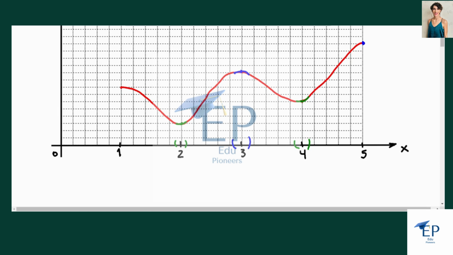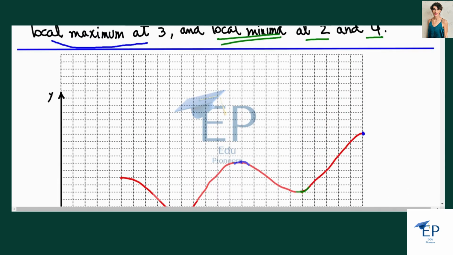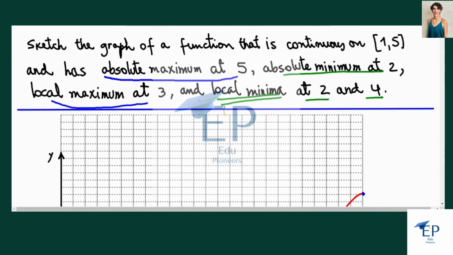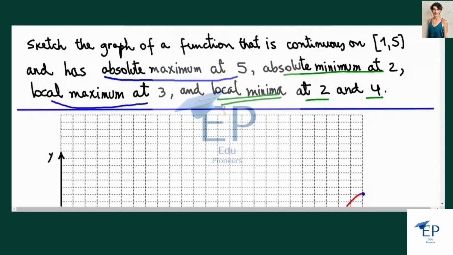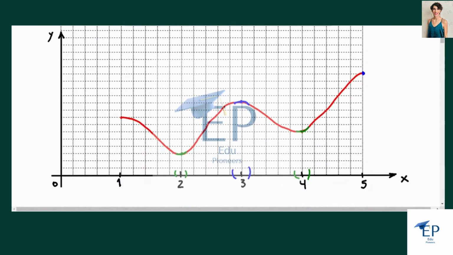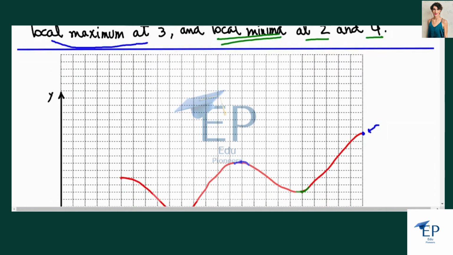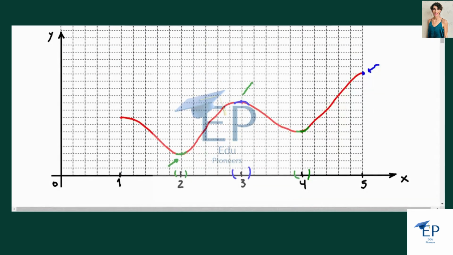So we have this example. This is a way of drawing a function with these properties. Continuous on [1, 5], as here, the domain is the closed interval [1, 5], and we have an absolute maximum at 5 here at this point, an absolute minimum at this point, 2, and we have a local maximum at 3 here, and local minima at 2 and 4. So that's one solution to the problem.